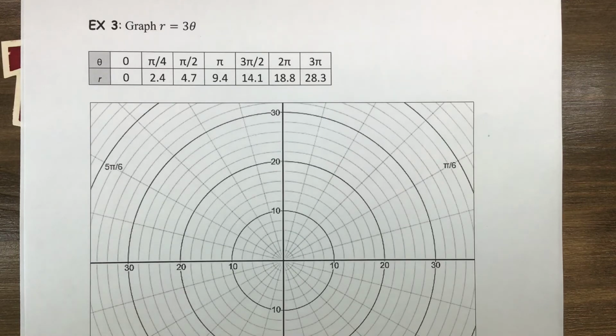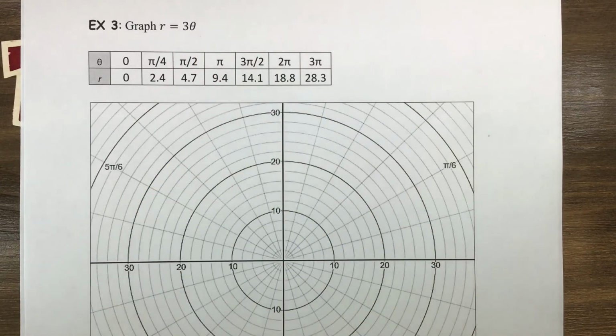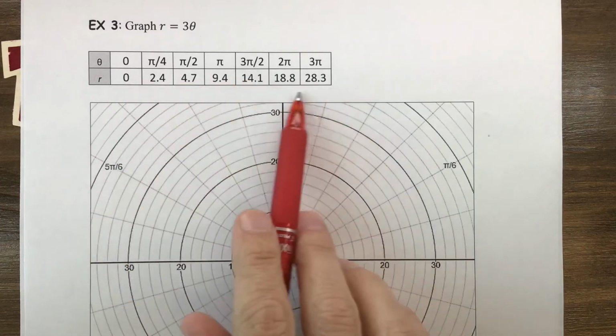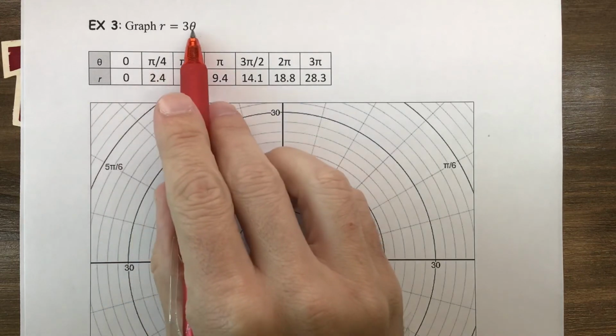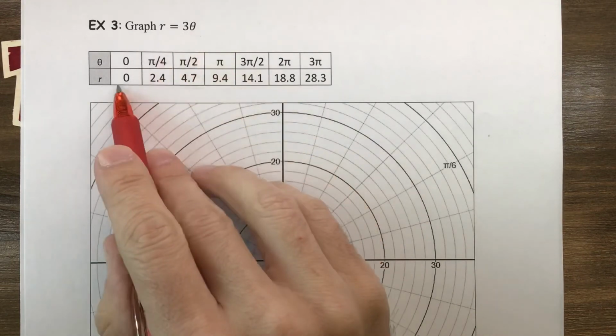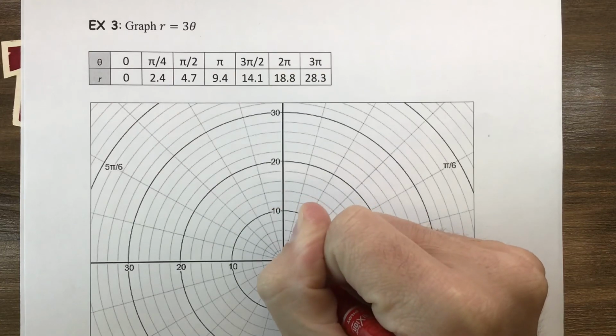All right, so we're going to go ahead and make a graph for r equals 3 theta. And again, like the other ones, I went ahead and provided a table of values. When theta is equal to 0, if we plugged in a 0 for the theta and multiplied it by 3, we would still get back a 0. Okay, so our first point is going to be right here at the origin.